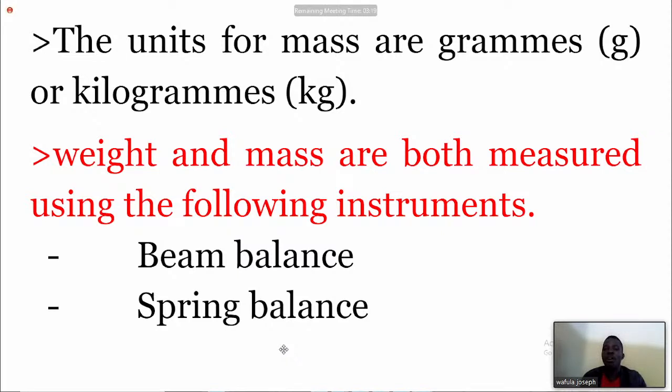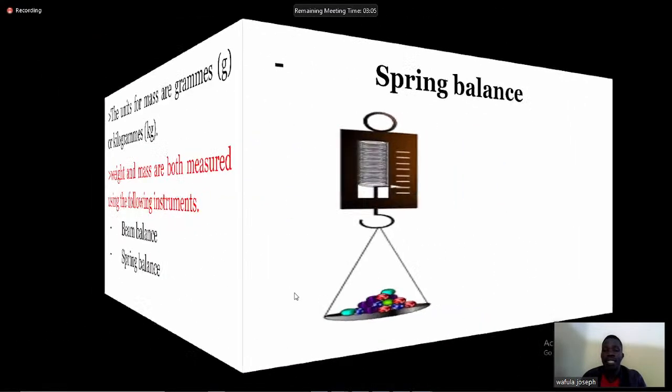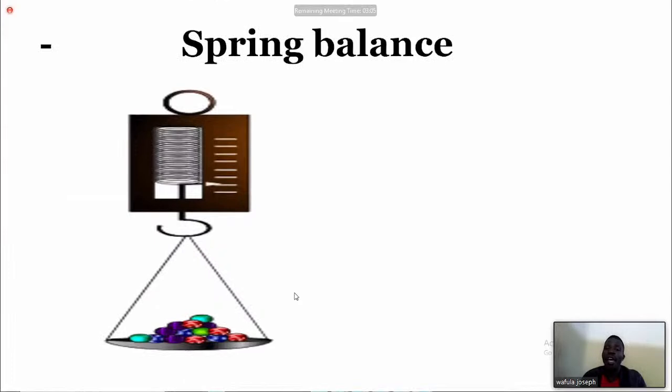Weight and mass are both measured using the following instruments. If you want to know the weight or the mass of an object, you are supposed to use the instruments below. One of the instruments is called a spring balance. Some are modified and have digits. If it is 5 kg, it will show you on a screen, which shows the weight or the mass of an object.